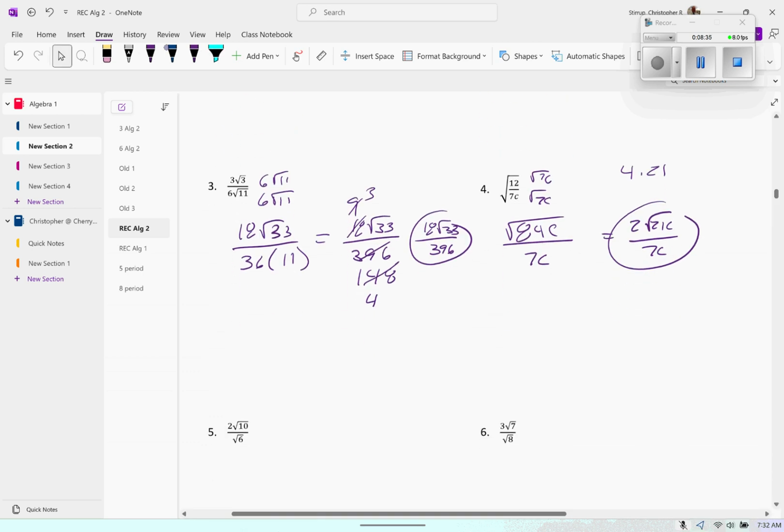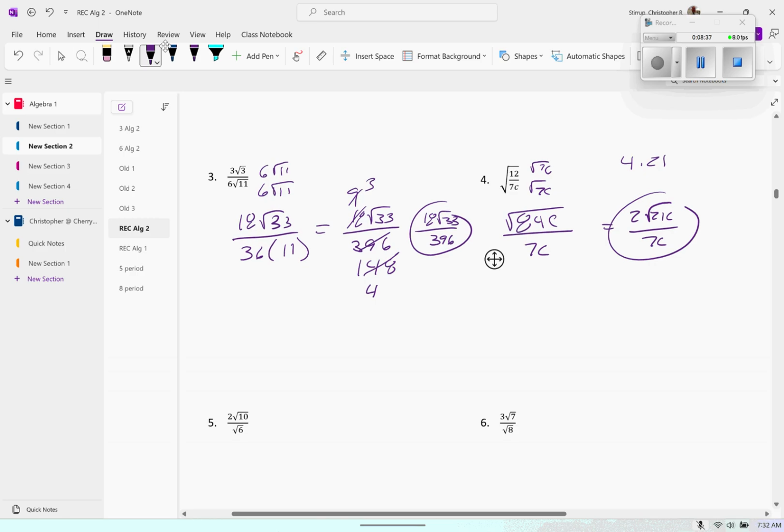I'm going to multiply this one. If you wanted to on this one, root 6, 2 goes into there, 2 goes into there.